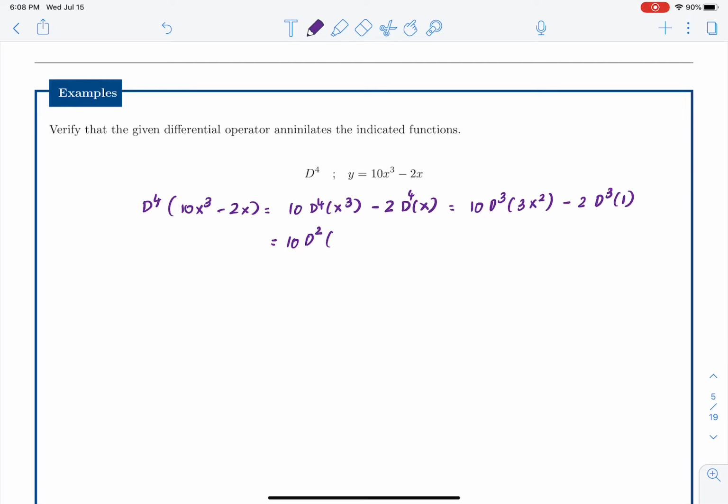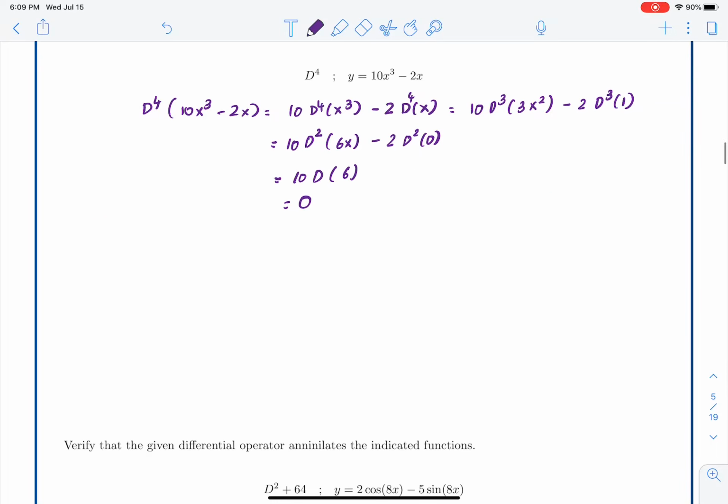Apply the derivative again, I'll have 6x. The derivative of 1 is 0. You can see I'm reducing the powers of the differential operator. I can ignore the second term now. Derivative, one more time, would be 6. And the derivative of 6 is 0. So clearly, D raised to 4 annihilates 10x cubed minus 2x.